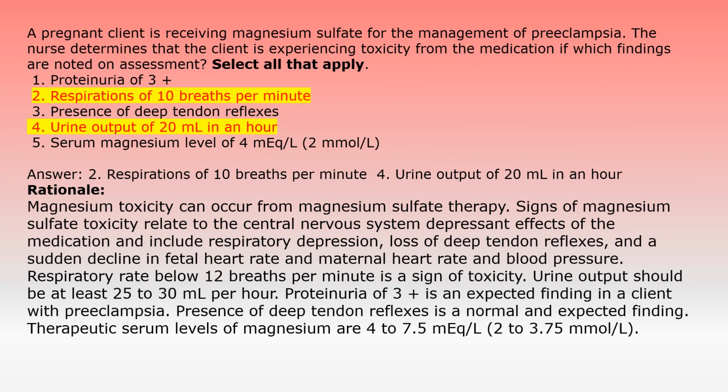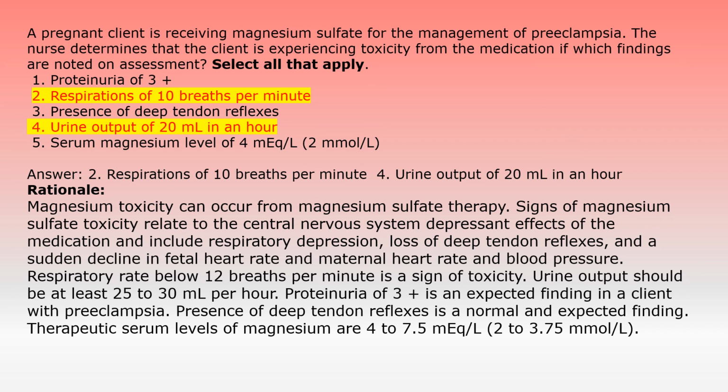Answer. 2. Respirations of 10 breaths per minute. 4. Urine output of 20 milliliters in an hour. Rationale. Magnesium toxicity can occur from magnesium sulfate therapy. Signs of magnesium sulfate toxicity relate to the central nervous system depressant effects of the medication and include respiratory depression, loss of deep tendon reflexes, and a sudden decline in fetal heart rate and maternal heart rate and blood pressure.